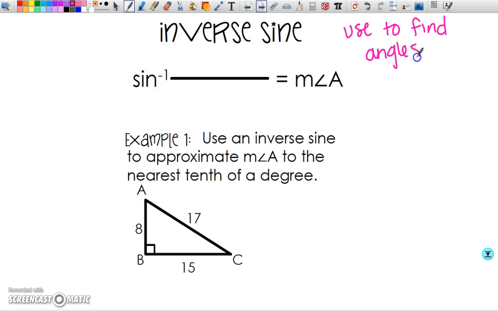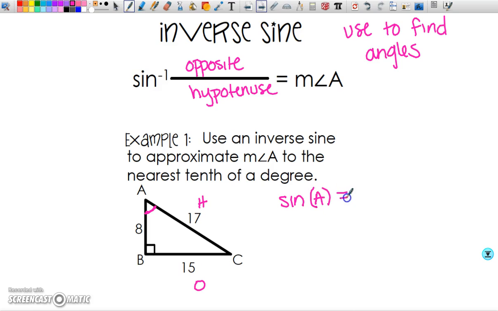Okay, so when you do your sine inverse, you take the opposite over the hypotenuse, just like always before. So sine before it was opposite over hypotenuse, it still is, but what the inverse does is it gives you the angle measurement instead. So for this one, if we're trying to find the measure of angle A, our opposite side is the 15. Our hypotenuse is across from the right angle, so it's 17. So we do sine of A equals 15 over 17.